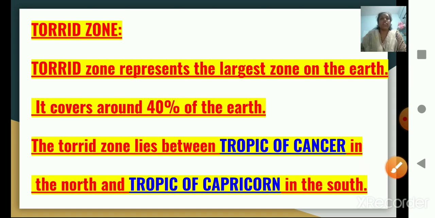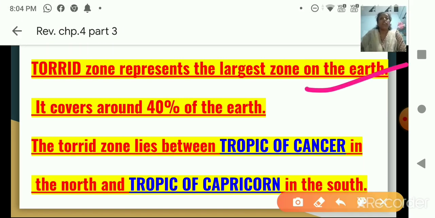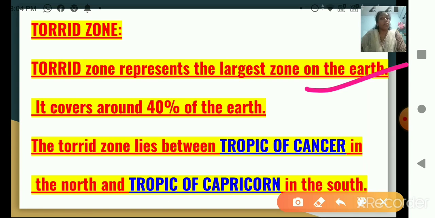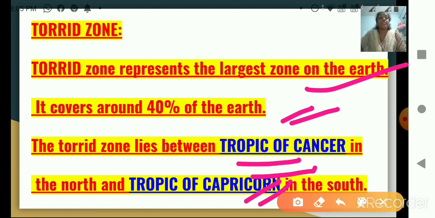Let us see in detail one by one. Torrid zone. Torrid zone is also called the tropical zone. Torrid zone represents the largest zone on the earth. It covers around 40% of the earth. The torrid zone lies between the Tropic of Cancer in the north and the Tropic of Capricorn in the south.